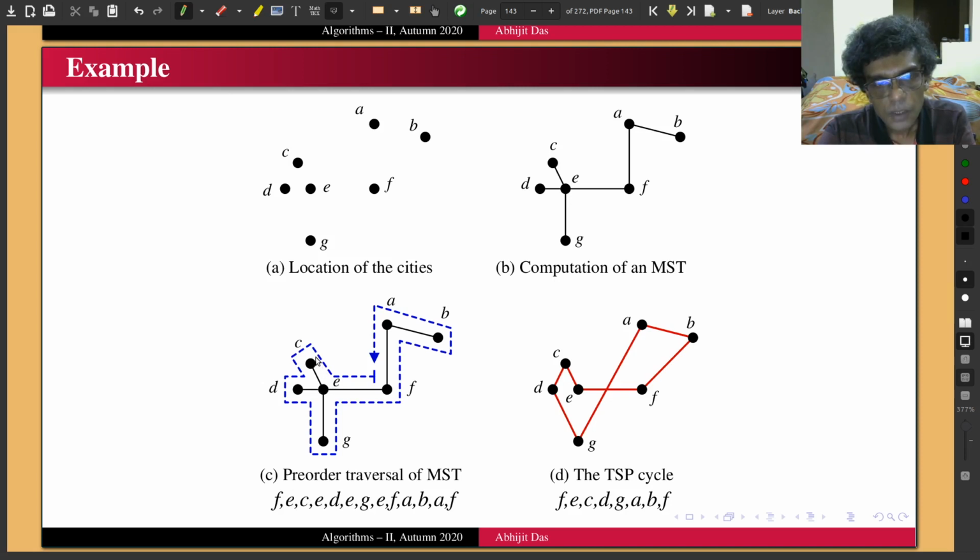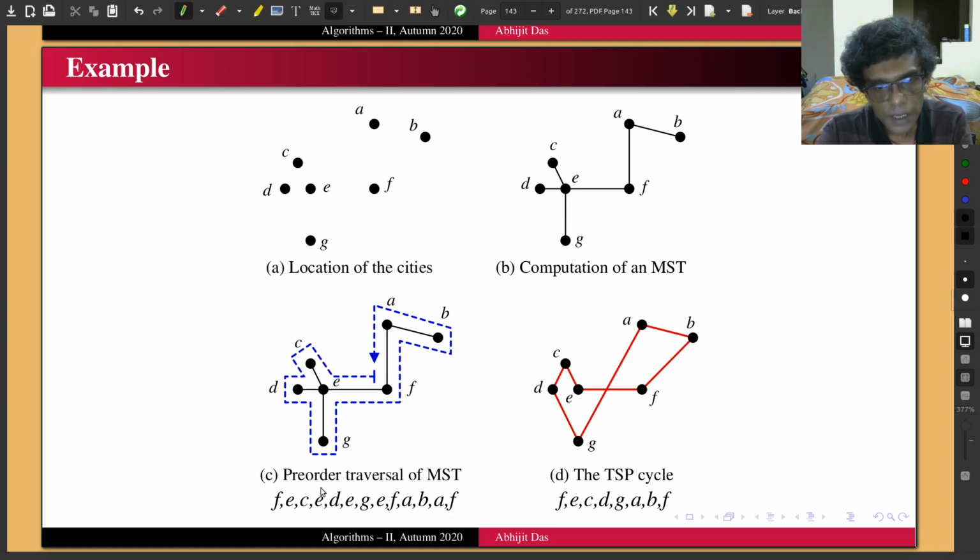And then from C, you cannot directly jump to D or G or any other vertex without coming back to E. So E to C, you come back to E. From E, you go to D. Then again come back to E. Go to G. Come back to E. Then come back to F. Then go to A. Go to B. Come back to A. Come back to F. So my walk is precisely this: F, E, C, E, D, E, G, E, F, A, B, A, F.